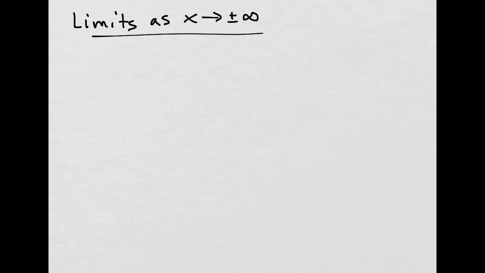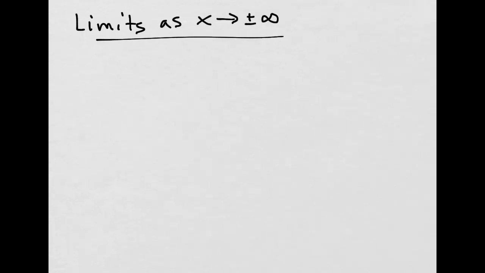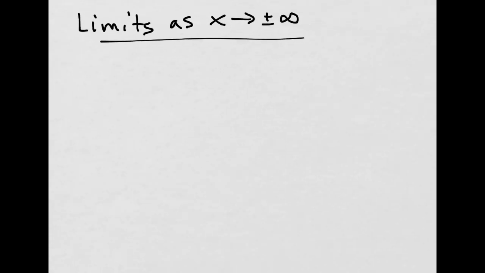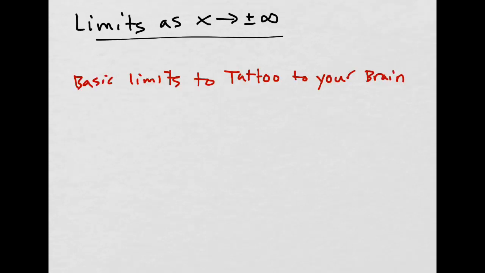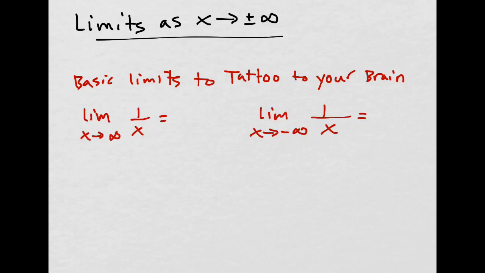Alright, let's talk about limits as x approaches infinity. Here, there's a couple basic limits that we need to talk about. So I'm going to write them down. So, basic limits to tattoo to your brain. And if you're dyslexic, you could tattoo it to a guy named Brian. So here, we have the limit as x approaches infinity of 1 over x.